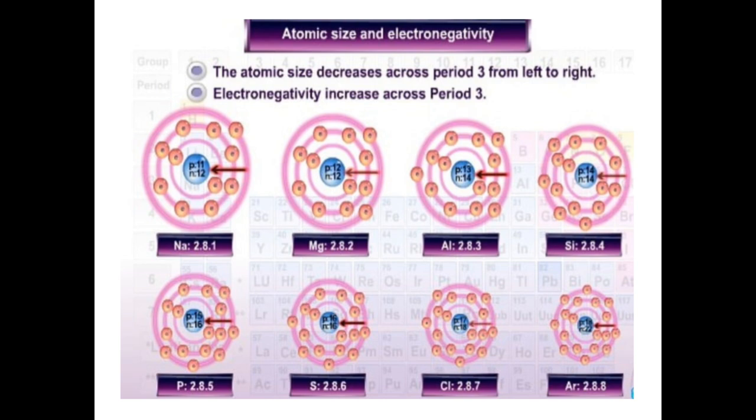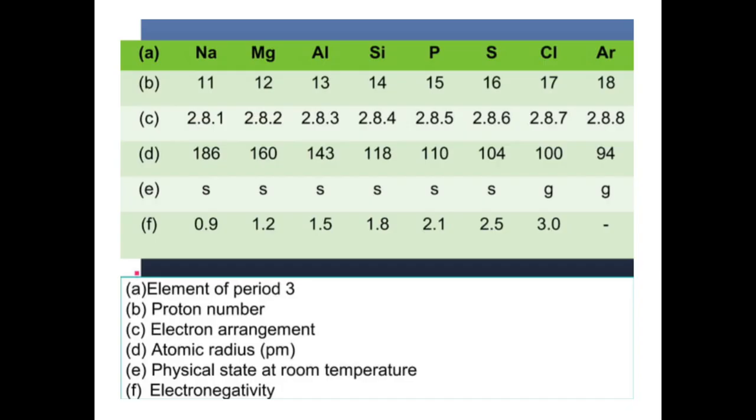And of course, because you are adding more electrons, and electrons are negative, therefore electronegativity will increase while electropositivity will decrease. So that means as you are moving from left to right, you are moving from metallic character to non-metallic character. You are moving from electropositivity to electronegativity. So electronegativity will increase across period 3.